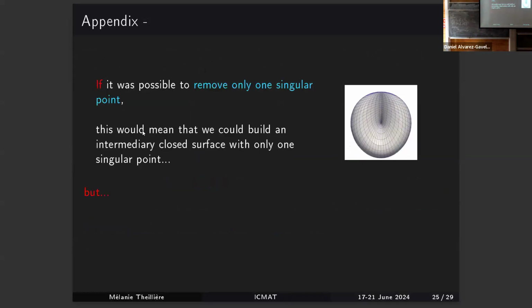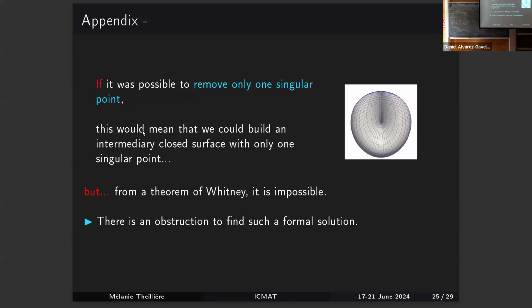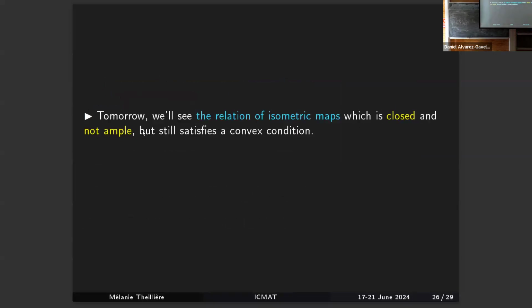And in fact, if it's possible, we could just remove one singular point after another. But this means that we have an intermediary closed surface with only one singular point. And for that, there is an obstruction from a theorem of Roussarie, which says that it's impossible. So there is, in fact, an obstruction to finding a formal solution to remove the singular points one by one. And tomorrow, we will see the relation of isometric maps, which is closed and not ample, but we can use convex integration to solve it.